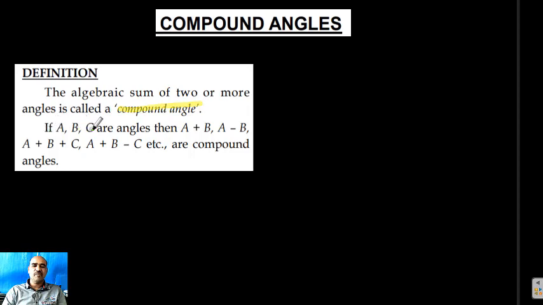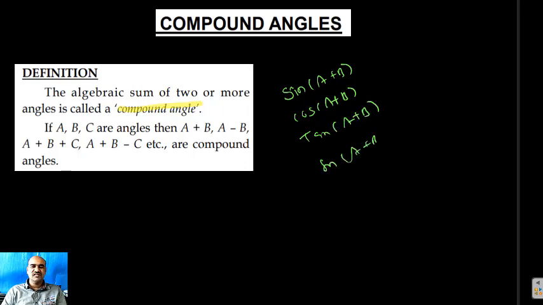If capital A, capital B, capital C are angles, then A plus B, A minus B, A plus B plus C, or A plus B minus C, etc. are called compound angles. So today I am going to explain how to find the formulas for sine of A plus B, cos of A plus B, sine of A minus B, cos of A minus B, tan of A plus B. Similarly, sine of A plus B plus C.